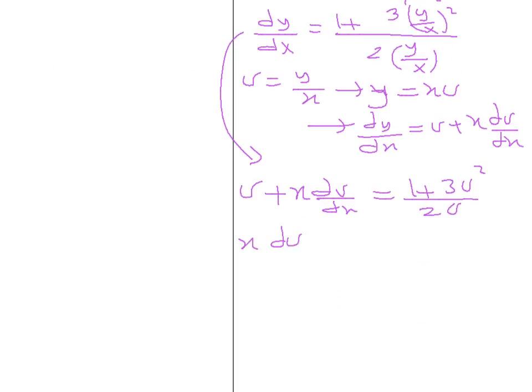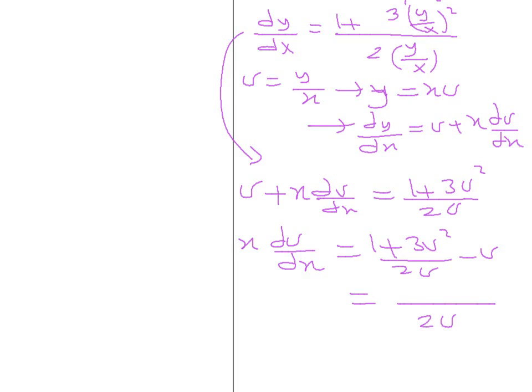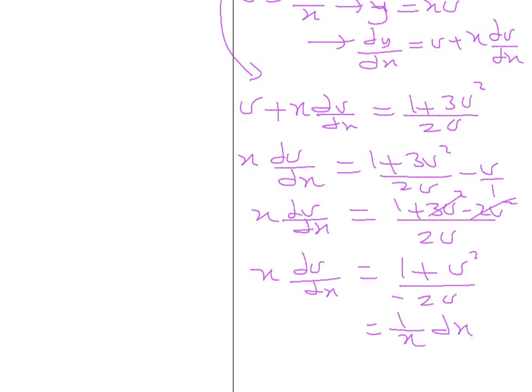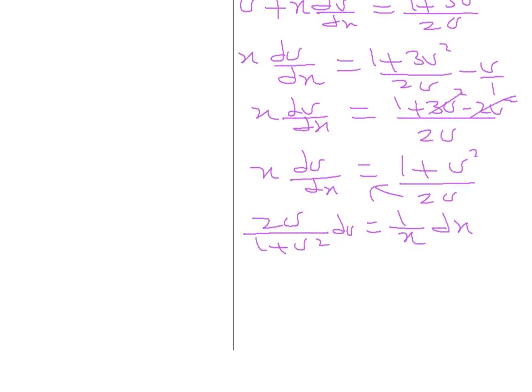Transfer v to the other side. So you have 1 plus 3v squared over 2v minus v. Combine fractions so you can separate easily. This is 1 plus 3v squared minus 2v squared. This is x dv/dx. So this will become 1 plus v squared over 2v, and this is x dv/dx. Now separate the variables. This is always 1 over x. Bring this here, so you have 2v over 1 plus v squared dv.